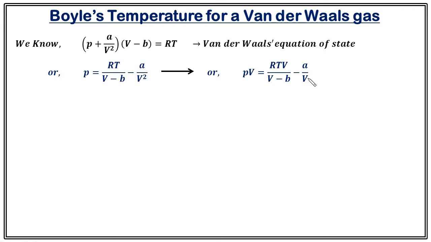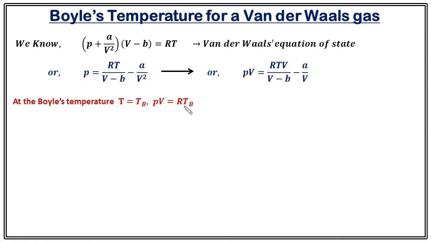Now let's remind ourselves what Boyle's temperature is. For a real gas, the temperature at which we can write PV = constant, that is Boyle's law, is called Boyle's temperature. And if you want to write it in equation form, then you must write PV = RT_B. Here T_B is the Boyle's temperature. So only at a particular value of temperature, which is called Boyle's temperature, for a real gas we will have PV = constant or PV = RT_B.